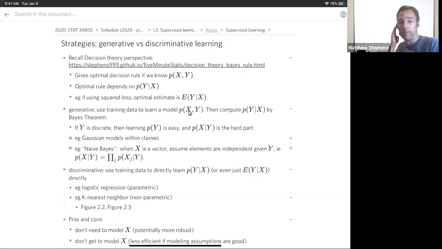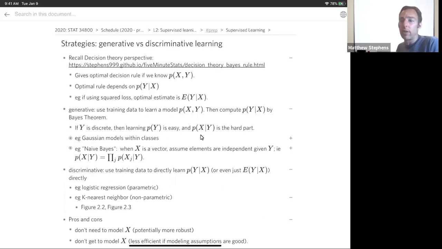So we're going to use the training data to learn the joint distribution and use that to compute the conditional distribution. If y is discrete, for example, then learning p of y is fairly easy because it's just some probability on each of the discrete possible values. So in that kind of setting, usually p of x given y is the hard part. So we learn p of y, that's easy, if y is discrete. If x is high dimensional, though, p of x given y might be hard.